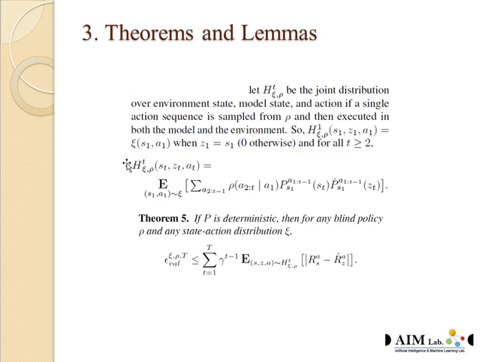So we can define this form: the expectation of psi, for the state s_t, z_t, a_t, we sum over these policies and the probability, because we have a joint distribution.